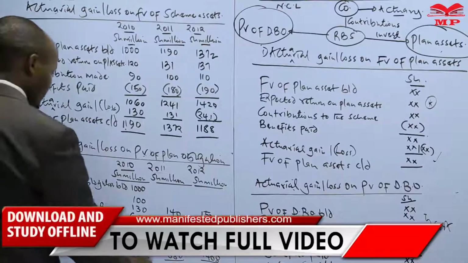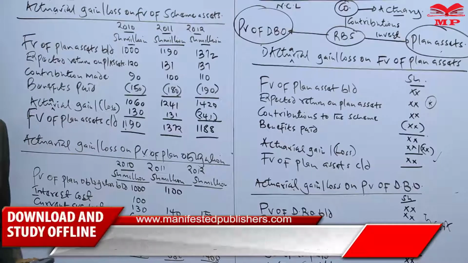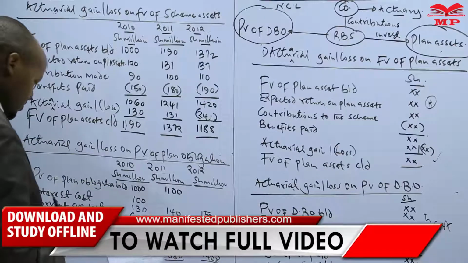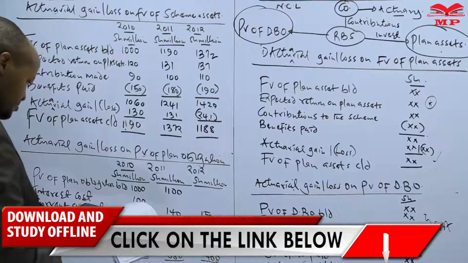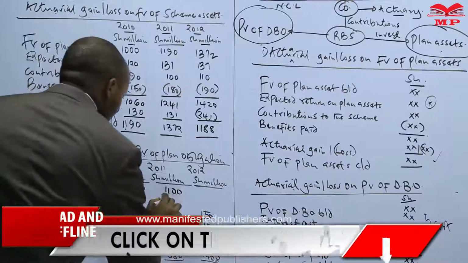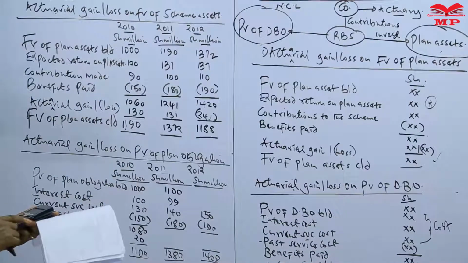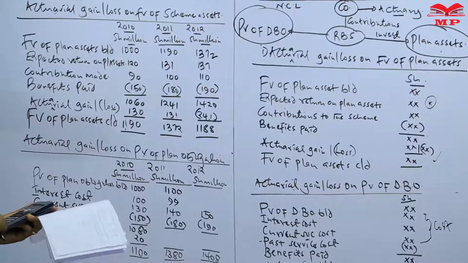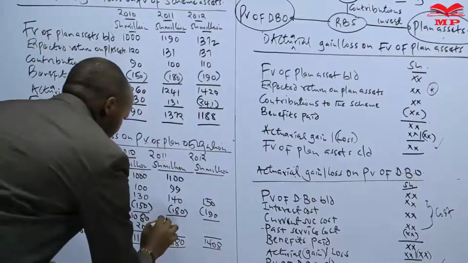So let's go to year 2011, we have our opening balance here, which is 1100, and then we compute the interest cost based on the discount rate, which is 9%. We get 9% of that, and that will give us 99. And then we compute what should be the value of the plan obligation at the end of the year. So we add that plus 140 minus 180, and that will give us 1159.